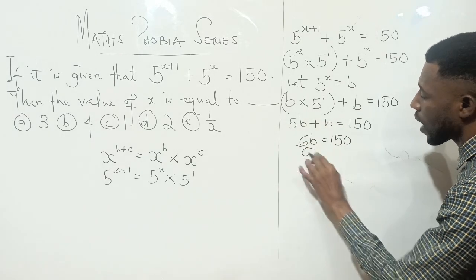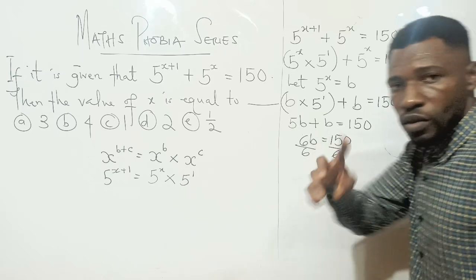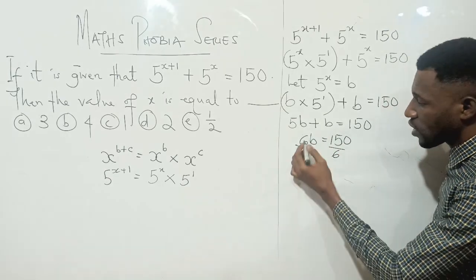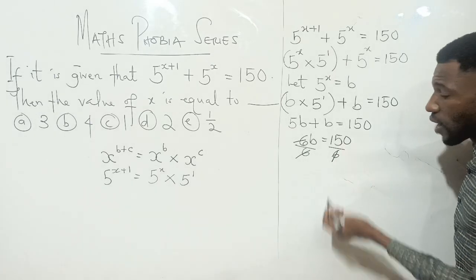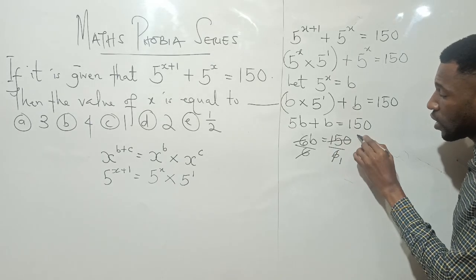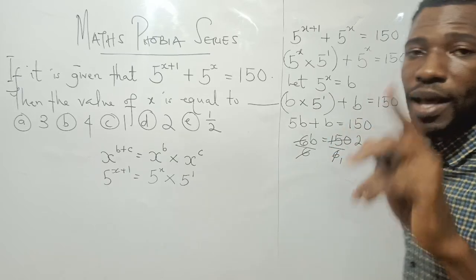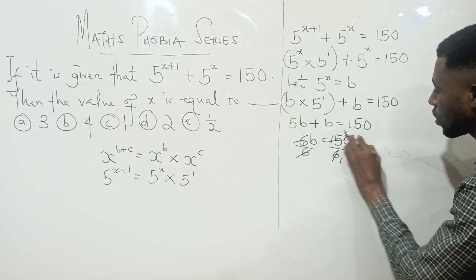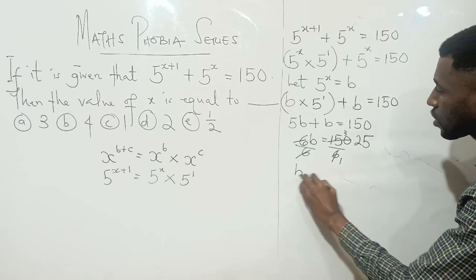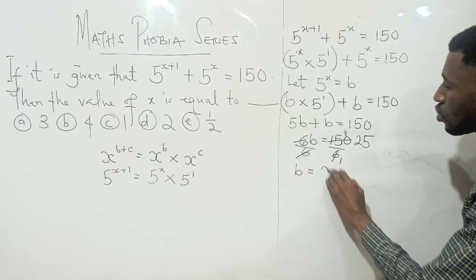So divide both sides by 6. What am I going to have? 6 can go in 150. 6 in 15 is 2, 2 times 6 is 12, remainder 3. And then 6 in 30 will give us 5. So b is equal to 25.